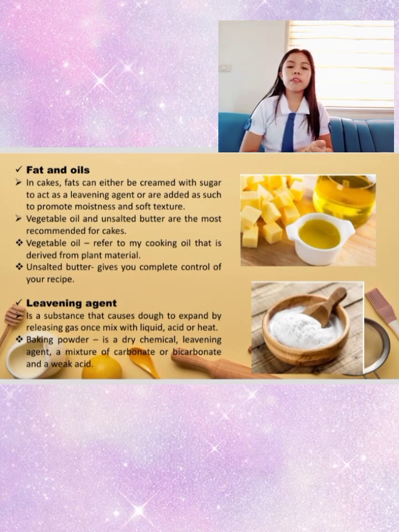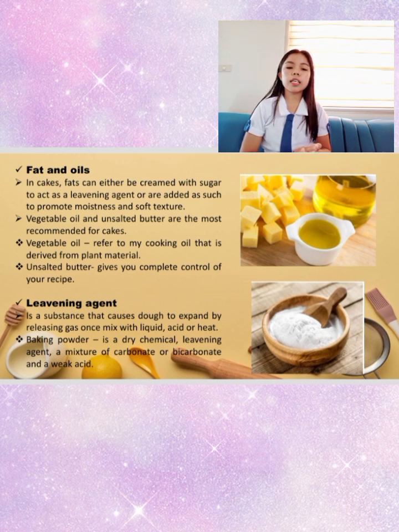And next is the fat and oils. In cakes, fats can either be creamed with sugar to act as a leavening agent or are added as such to promote moistness and soft texture. And the most recommended fats and oils in baking are the vegetable oil or the unsalted butter. The vegetable oil refers to any cooking oil that is derived from plant material. And the unsalted butter gives you complete control of your recipe.